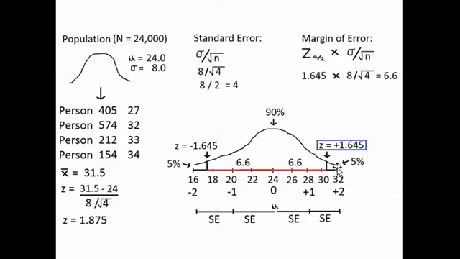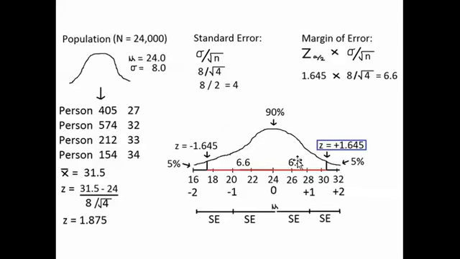Second, it's telling us that if we randomly select a sample of 4 people from this population and record their ages, we have a 90% chance, or a 0.90 probability, of getting a sample mean within 6.6 of the population mean in this middle area. We have a 5% chance of getting a sample mean more than 6.6 below the population mean out here, and we have a 5% chance of getting a sample mean more than 6.6 above the population mean out here.